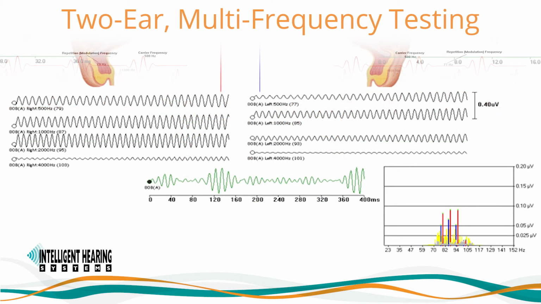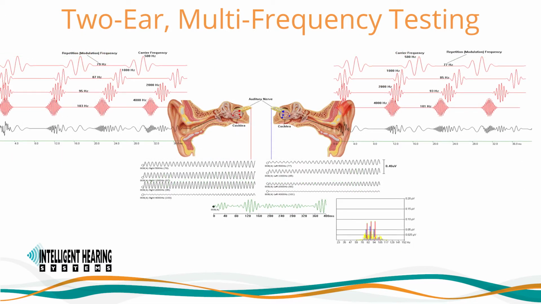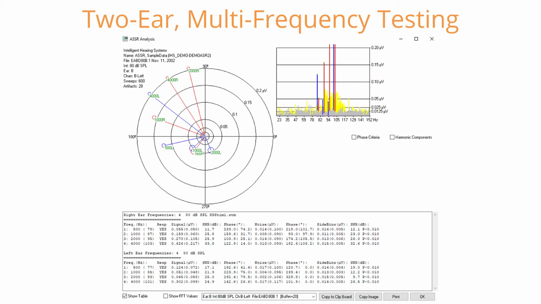Therefore, when you convert the time domain ASSR response to the frequency domain, you obtain discrete responses for each carrier frequency, 500 Hz, 1000 Hz, 2000 Hz, and 4000 Hz. For this example, response information can be found at the frequency response bins of 77 Hz, 85 Hz, 93 Hz, and 101 Hz respectively for the left ear, and 79 Hz, 87 Hz, 95 Hz, and 103 Hz respectively for the right ear. Here is the ASSR analysis display screen in the SmartEP-ASSR software. A spectral analysis of the signal and noise estimate is done to look at the frequency components corresponding to the modulation frequency of the stimulus and the surrounding spectral bins.